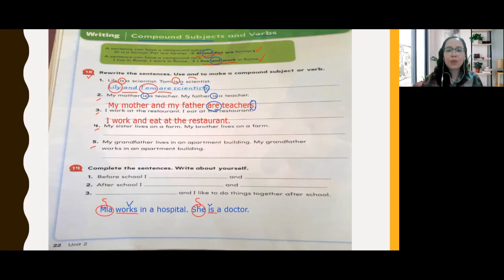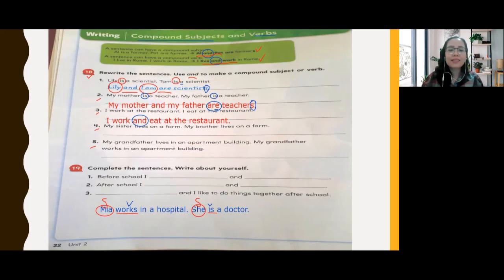Kita jadi membutuhkan kata kerja majemuk. Kata kerja yang terdiri dari dua kegiatan menjadi satu, digabung dalam satu kalimat. Ya, menggunakan kata penghubung and. Ya. I work and eat at the restaurant. But here we don't need to change restaurant into plural, ya. Kita tidak boleh mengubah restoran di sini menjadi bentuk majemuk.